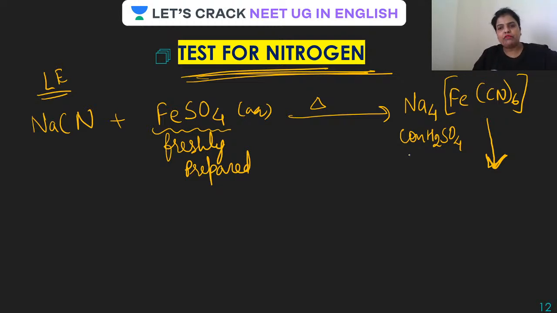That is the reason we add concentrated H2SO4, which oxidizes some Fe2+ to Fe3+. And what happens in the presence of this? As soon as you add concentrated sulfuric acid, I'm repeating, you get a Prussian blue color solution.